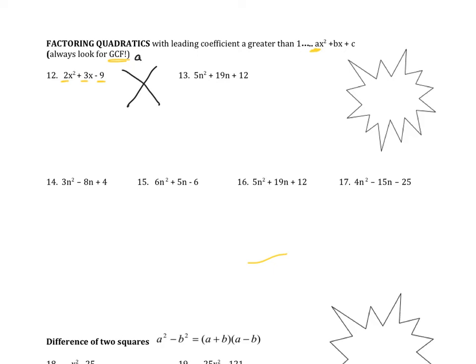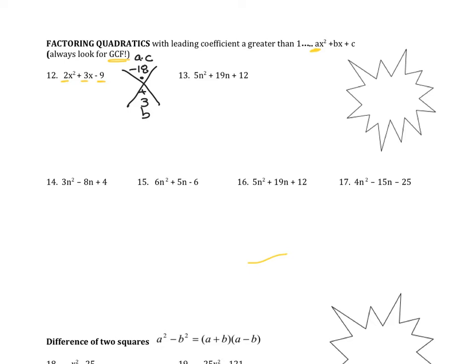Remember, at the top is your a times c. Your bottom is your b. This is the number your side numbers multiply to. This is the number your side numbers add to. So on top, a times c, 2 times negative 9 is negative 18, and your b is 3.